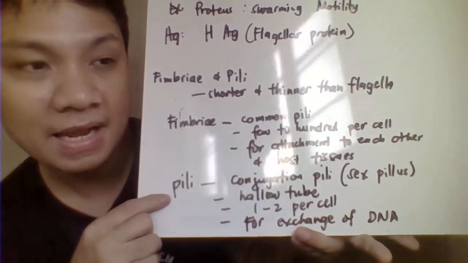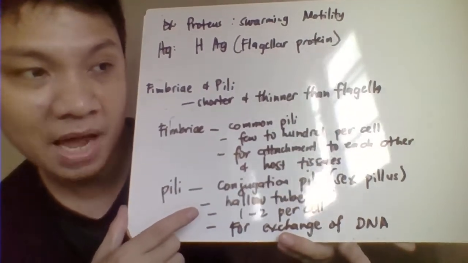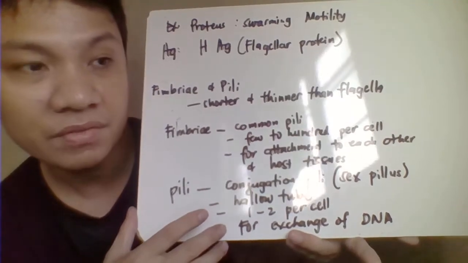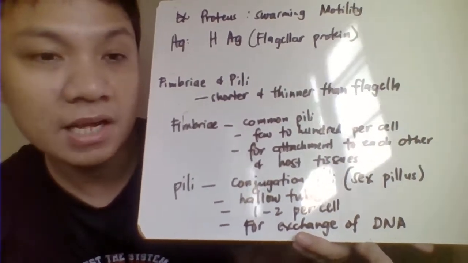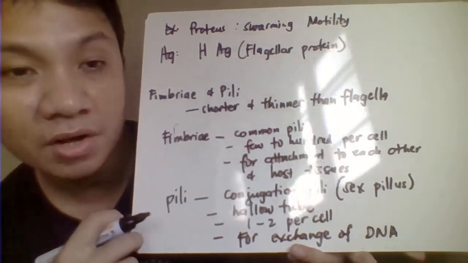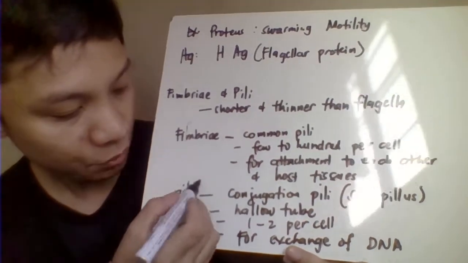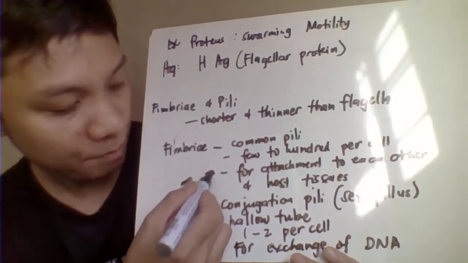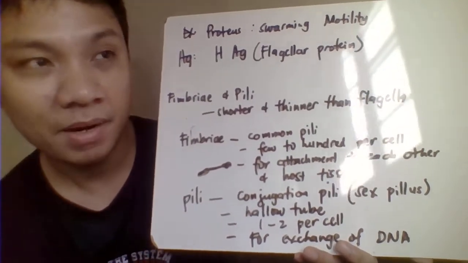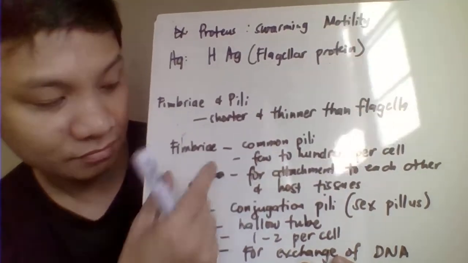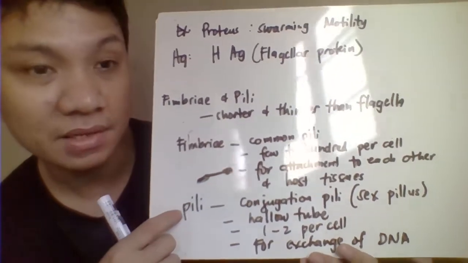And as for the pili, this pertains to your conjugation pili, or your sex pilus. This is a hollow tube that enables two bacteria to exchange genetic material. It is used for their conjugation, a process of genetic exchange. So if this is one of your bacteria and this is another, there is a tube here through which material passes, like conjugation, or mating. That would allow them to exchange their genetic materials.